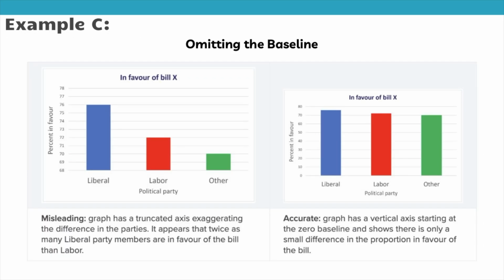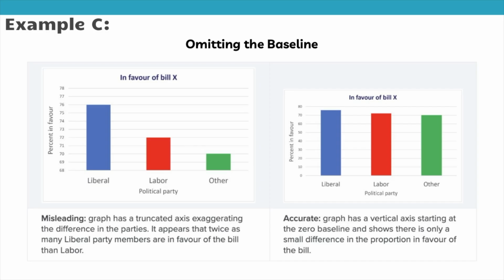So here in example C, we're going to be talking about omitting the baseline. On the left-hand side, we've got the misleading graph, and that graph has truncated the axis, exaggerating the difference in the parties. So they took off the bottom of the baseline there, and it appears the Liberal Party members are in favor of the bill more than the Labor Party by almost double because of the way that they've taken out the baseline. If you were to make it more accurate, like the right-hand side, the graph has a vertical axis starting at the 0 baseline as opposed to 68, which is randomly starting at a number they chose on the left.